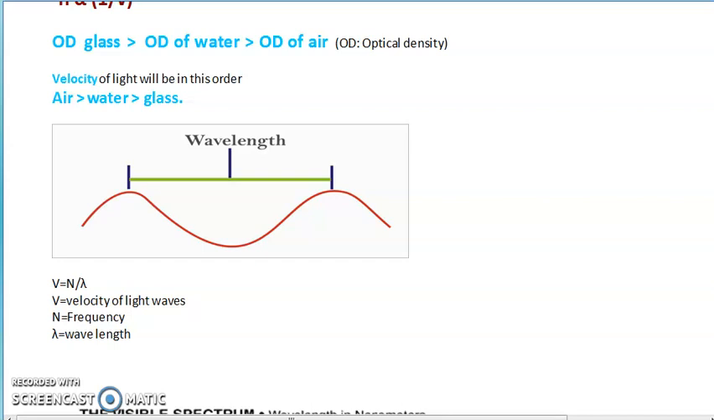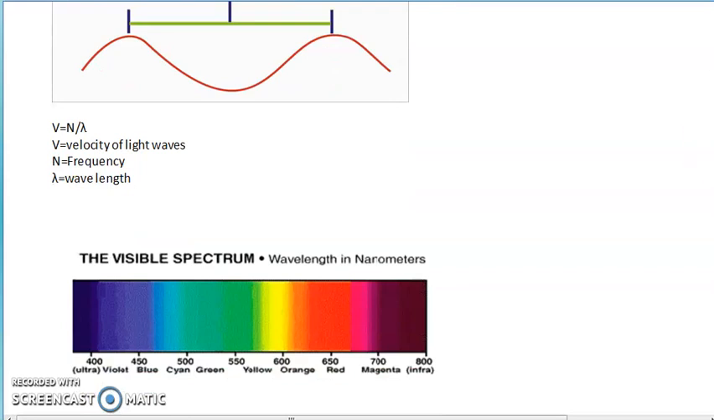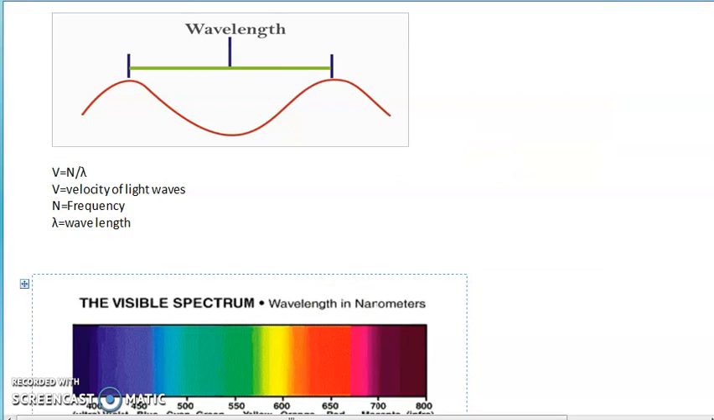The second thing that we have discussed is the wavelength of the light used. First we need to know what the wavelength is. Whatever the color of the light may be, the distance between any two crests or between any two troughs, that we call the wavelength. What is the velocity expression for us?